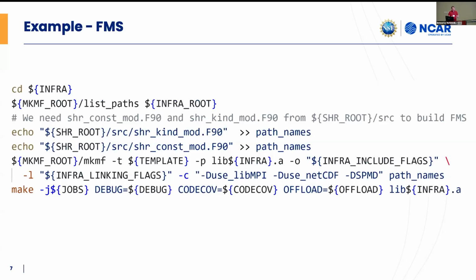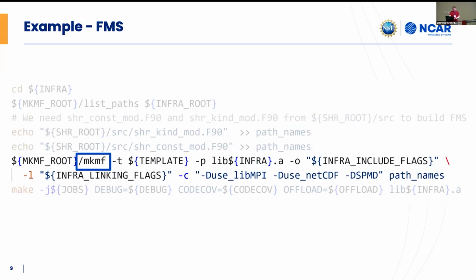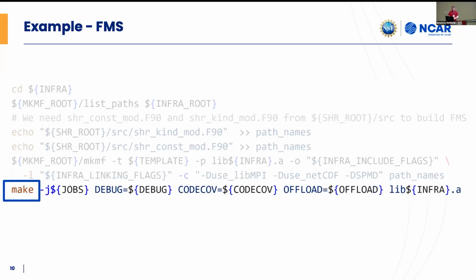Again, I don't like words, I like pictures. So this is what one of these layers looks like. This is the very bottom of that dependency tree. In this case, to build FMS, there's our call to list paths, which is generating that text file for us. This is our call to mkmf, and these are all the arguments that you have to pass to it. Emphasis on the include and the link flags. We'll come back to those in a minute. Basically, for this process, you have to maintain those as you go up your dependency tree to your host model. And so maybe there's a way we can fix that and make that a little bit simpler for us. And then lastly, there's your call to make.